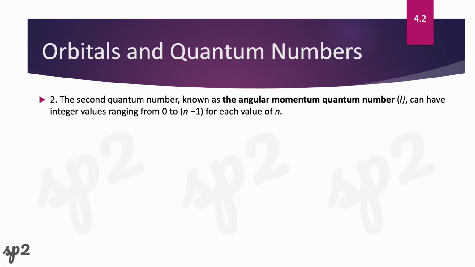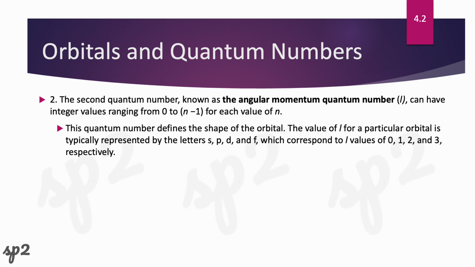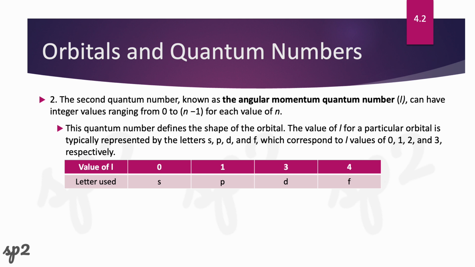Now, the second one is known as the angular momentum quantum number, which is l. That is going to be an integer value ranging from 0 all the way to n minus 1 for each value of n. This quantum number defines the shape of the orbital. There are letters corresponding to the values of l, and I'm just going to summarize them here for you. If l is 0, that means I have an s orbital. If l is 1, that would be a p orbital.